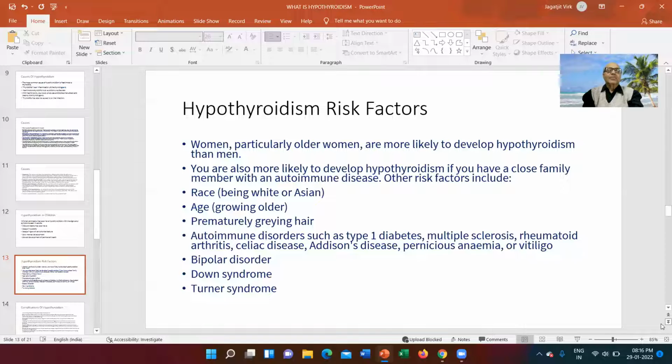Hypothyroidism risk factors. Women, particularly older women, are more likely to develop hypothyroidism than men. You are also more likely to develop hypothyroidism if you have a close family member with an autoimmune disease. Other risk factors include race, being white or Asian, age, growing older, prematurely graying hair, autoimmune disorders such as type 1 diabetes, multiple sclerosis, rheumatoid arthritis, celiac disease, Addison's disease, pernicious anemia, or vitiligo, bipolar disorder, or Down syndrome, or Turner syndrome.